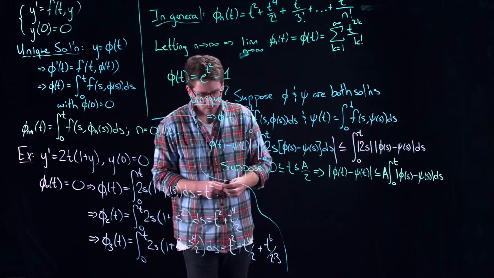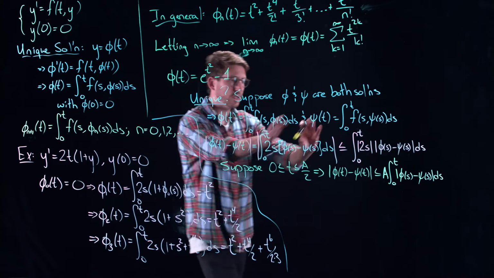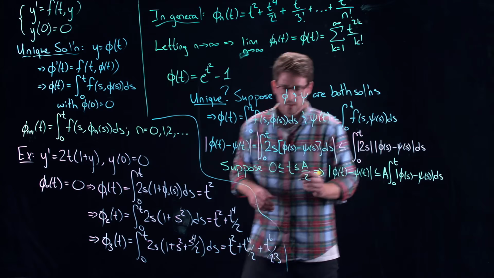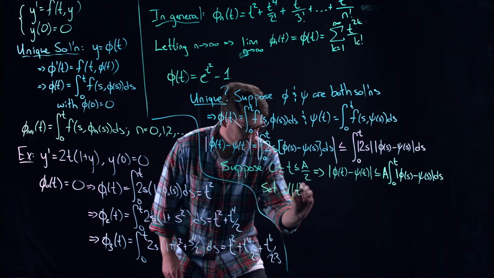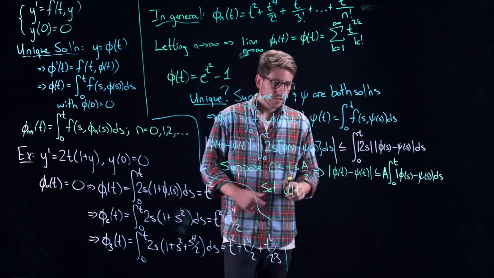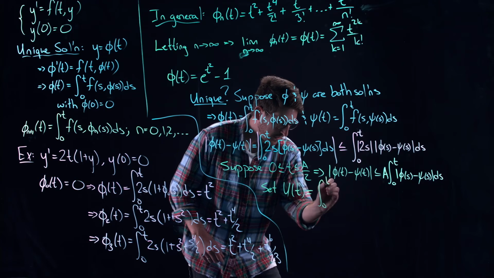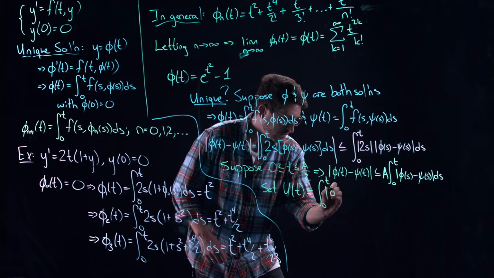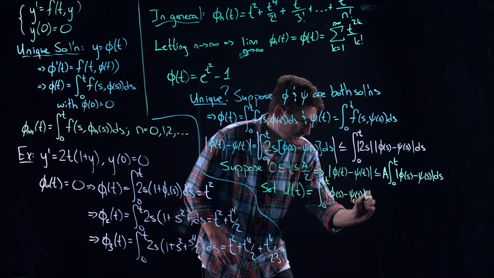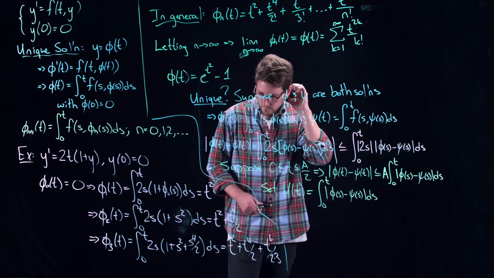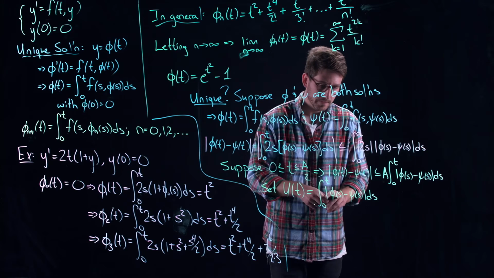Okay, now here's what I want to do. I'm going to use a different color at each step to really emphasize this. Let's set, I'm going to call this thing big U of t, and this is going to be this entire right-hand side: the integral from 0 to t of phi of s minus psi of s ds. Well, what do we know about this thing?